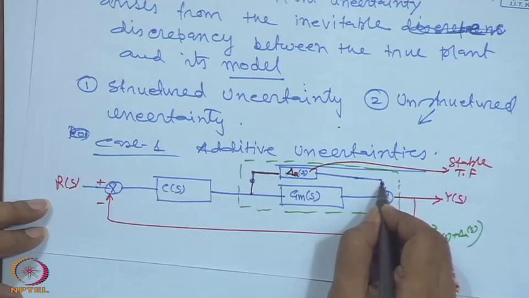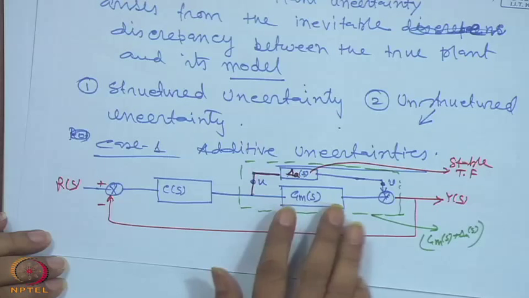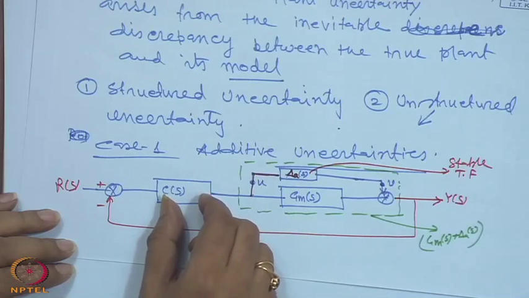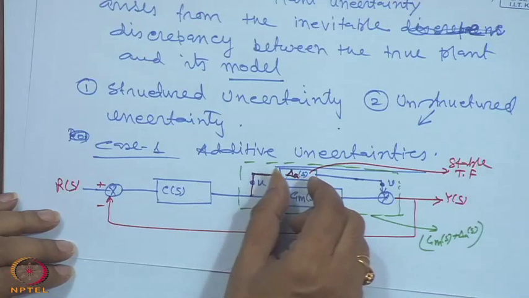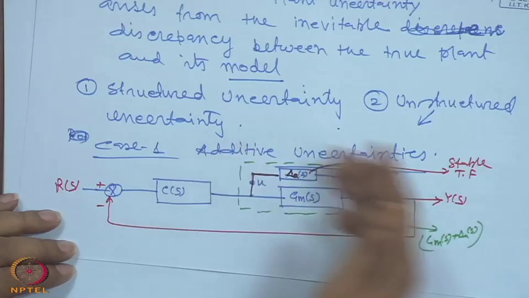So, our problem is to study the stability of that one. Let us call this U, this Y. The controller C of S is designed based on the model parameters, the model transfer function GM of S. Now, our question is how much perturbation this controller can withstand before the closed loop system becomes unstable. So, I have to find the bound of these perturbations. What is the maximum perturbation bound that the controller can withstand before going unstable? How we have to design for that is our problem. So, next class we will see how to handle such types of problems to design a controller. Okay?